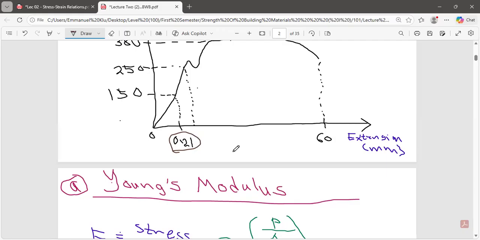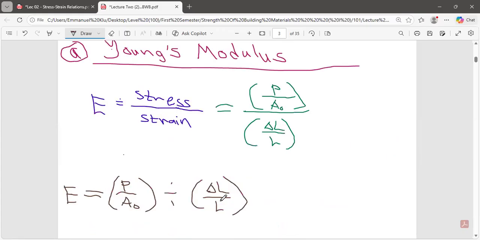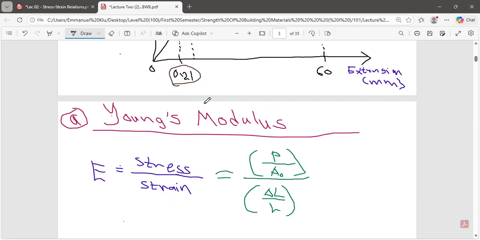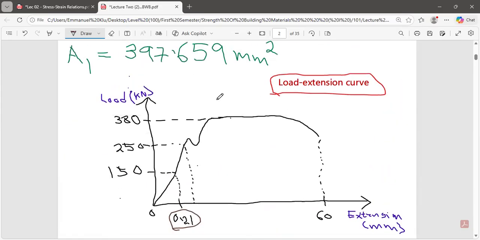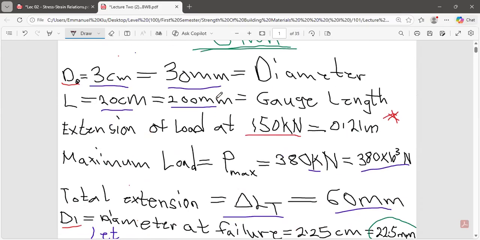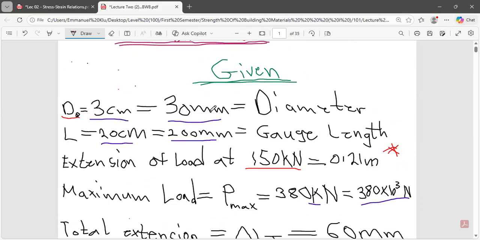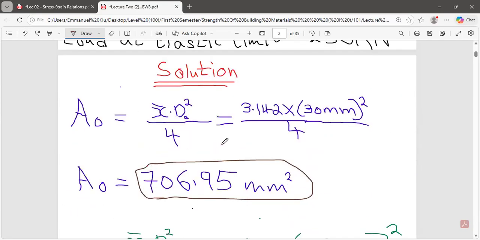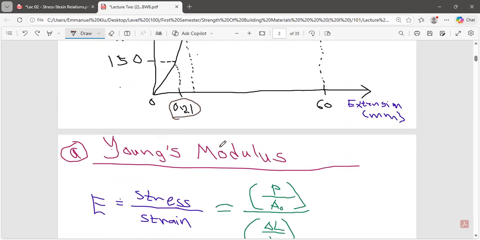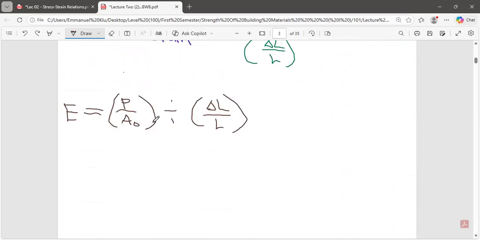Exactly. And also we said that the strain is equal to change in length over original length. In this case, our change in length is equal to 0.21. So the original length, which we already know, becomes the 200 millimeters, as we all saw in the given. And this is it over here, the 200 millimeters. So let's just do substitution and proceed to make life easier.